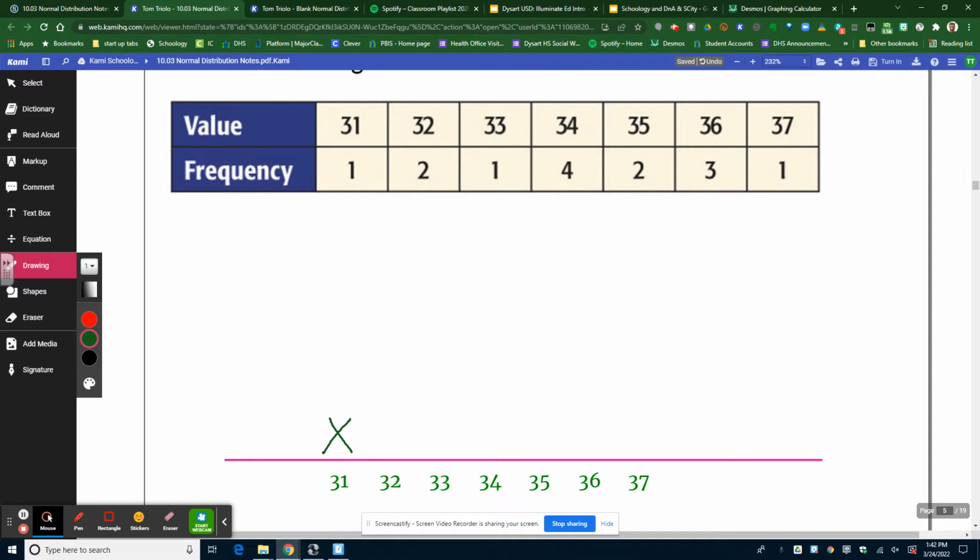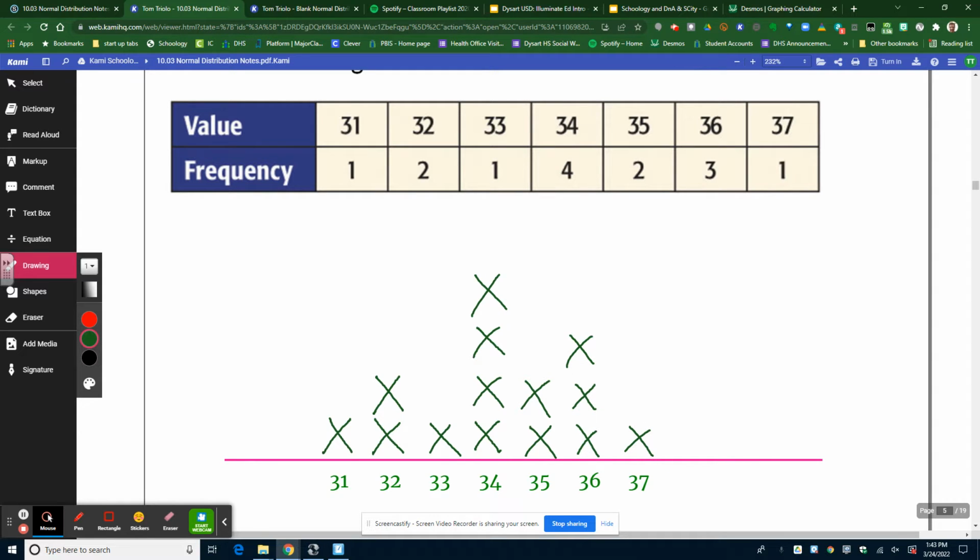So for 32, how many 32s are there? Two, so I make two X's. Now the tricky part is I need to make the X's about the same size, not like one big X and a tiny little bitty X. Next X should be about the same size. And then one X, and then four X's: 1, 2, 3, 4. And then 2. And then 3. And then 1.